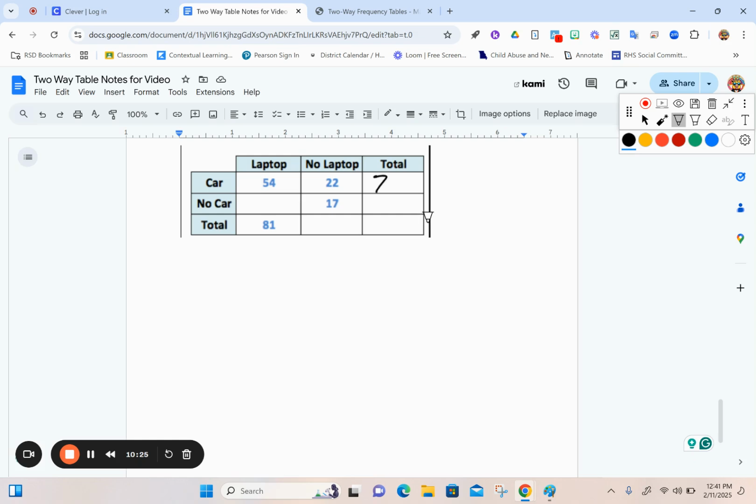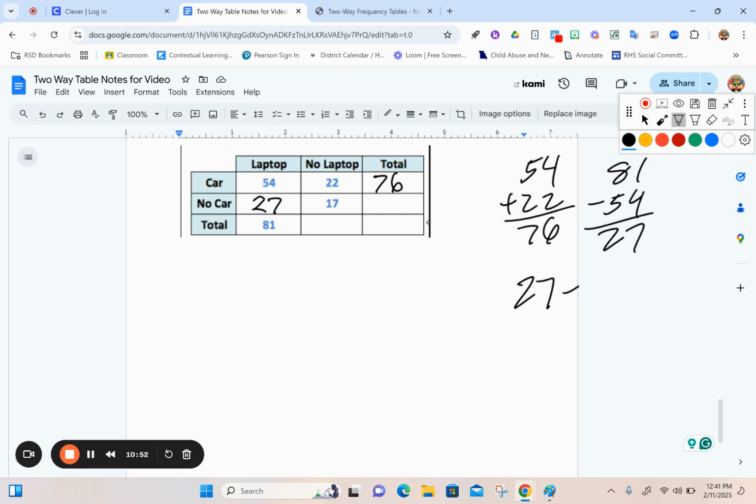76, 54 plus 22, 76, I believe. 81 minus 54, 27. Okay, so I did 54 plus 22. And then I did 81 minus 54 to get to 27. So now I'll do 27 plus 17. 27 plus 17. That's 44.